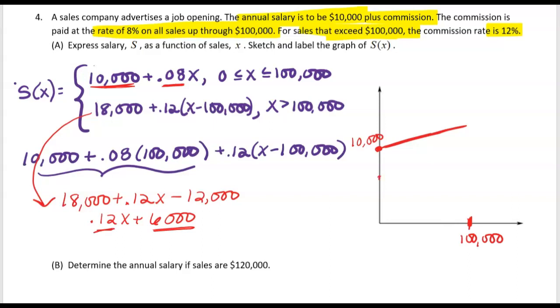So if you imagine 6,000 on your graph, I'm just going to make the first part dotted so we can visualize what's happening here. You have a little bit higher slope. 0.12 is bigger than 0.08. And so just imagine that linear function coming through like that. And the only part that you want to actually include on your graph is the part at 100,000.